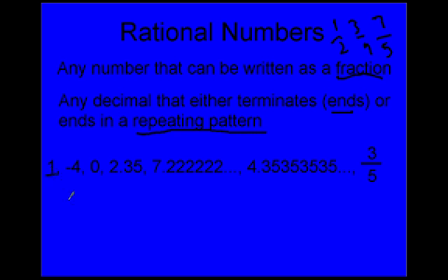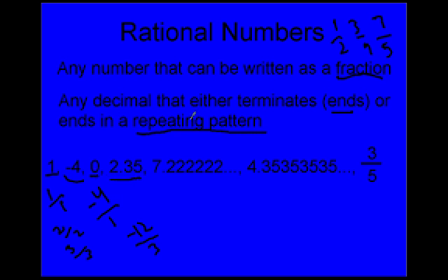1 is a rational number because I can write 1 as 1 over 1, 2 over 2, 3 over 3, whatever. These all equal 1. Negative 4 is a rational number. Negative 4 is like negative 4 over 1 or negative 12 divided by 3. All right, these fractions both equal negative 4, so it's a rational number. By the same idea, so is 0.